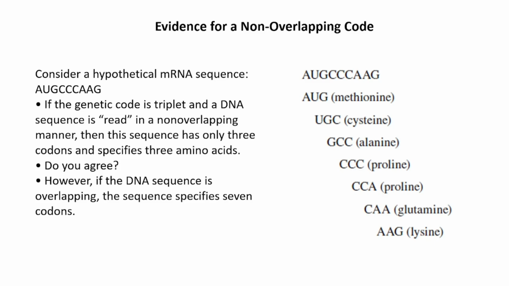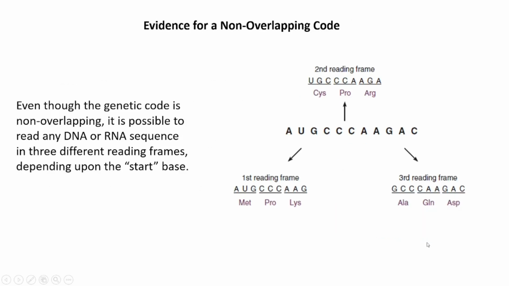The next important characteristic is that the genetic code is a non-overlapping code. Consider this hypothetical mRNA sequence here. If the genetic code is triplet and the sequence is read in a non-overlapping manner, then this sequence has only three codons and specifies only three amino acids, that is AUG, CCC and AAG. Do you agree about this? However, if the sequence is read in an overlapping manner, then the sequence will code for 7 different amino acids. However, we know that the genetic code is a non-overlapping code.